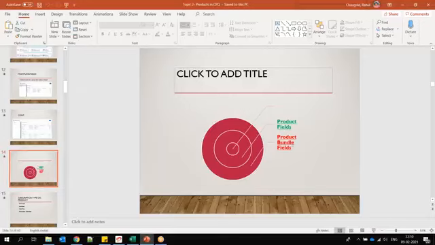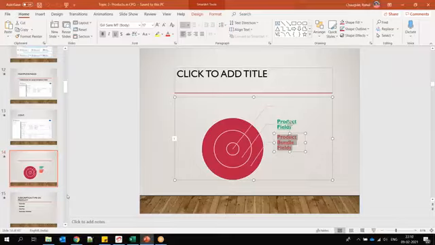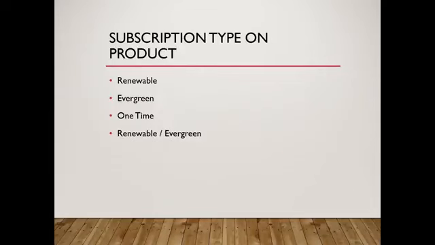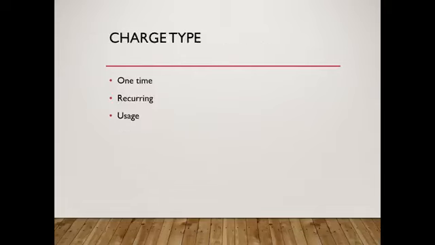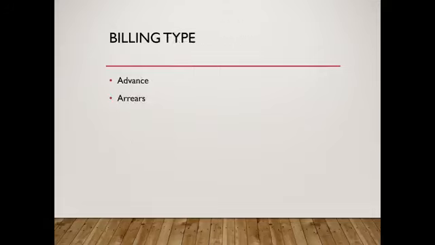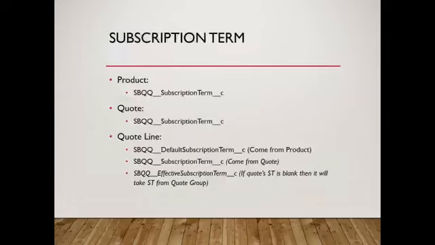Then we discuss product fields, product option fields. This slide is already covered. I'm just going through the slide today. Subscription type on product: we discussed this yesterday, renewable, evergreen, one time, and renewable evergreen, right? So yesterday we completed this subscription type on product. Then we completed charge type, one time, recurring, usage. Then billing frequency, I discussed these fields from the billing package, annual, monthly, quarterly, and how this will drive logic for invoicing. Then we discussed billing type, advance, like before the order activation, and arrears, meaning after the activation.